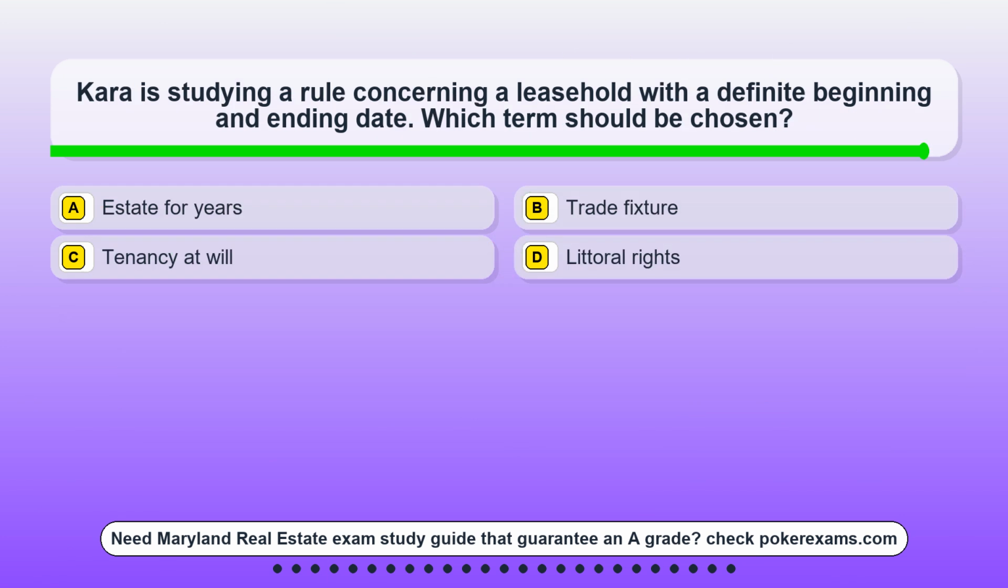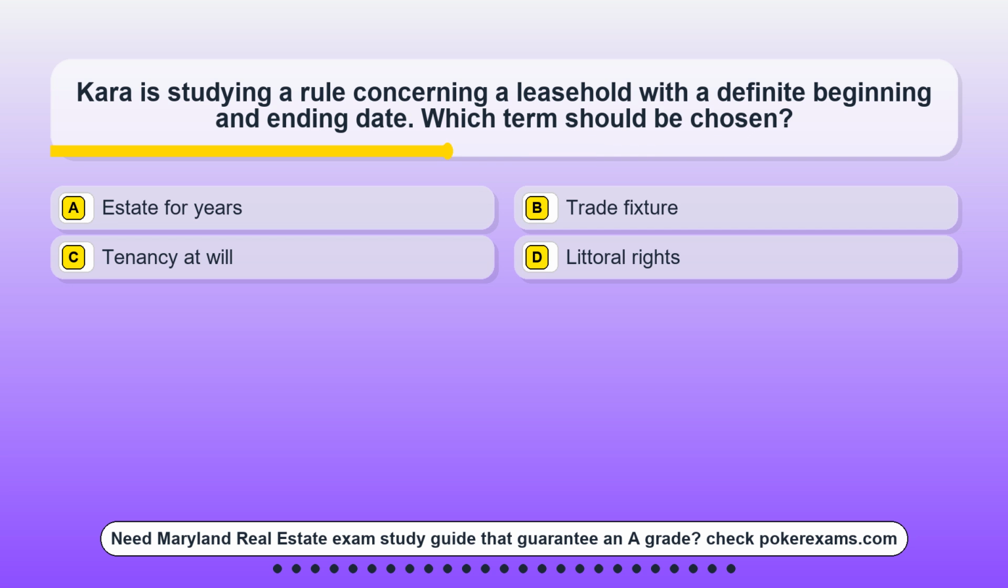Question 7. Kara is studying a rule concerning a leasehold with a definite beginning and ending date. Which term should be chosen? Option A, estate for years. Option B, trade fixture. Option C, tenancy at will. Option D, literal rights.